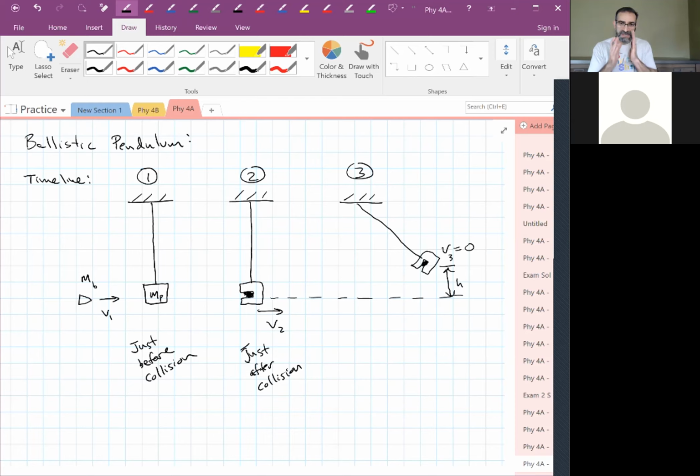So we have just the split second before the collision, the split second after the collision, and then some later time. In this case, it's some later time. It might be some earlier time. It might be both. You look at whatever the problem dictates. But the two times you always have on your timeline are the split second before the collision and the split second after the collision.